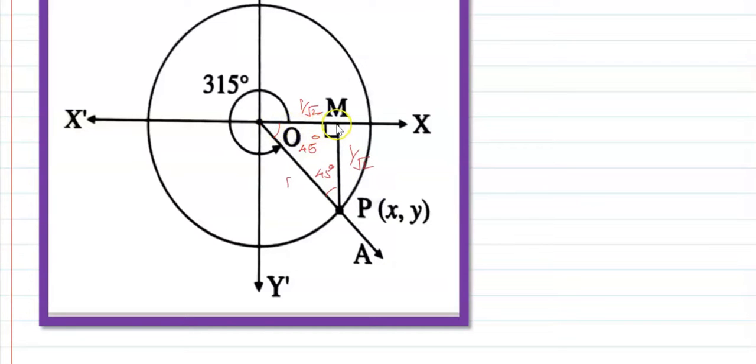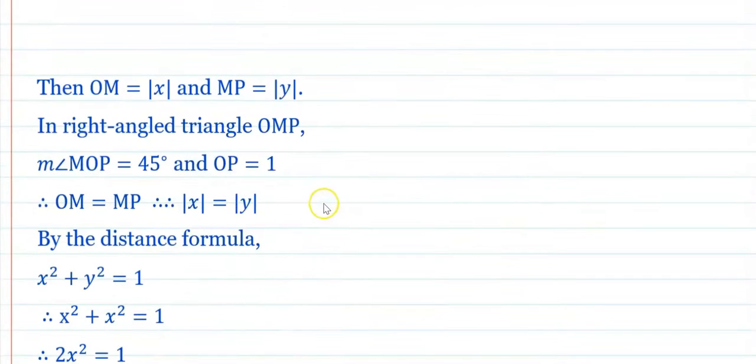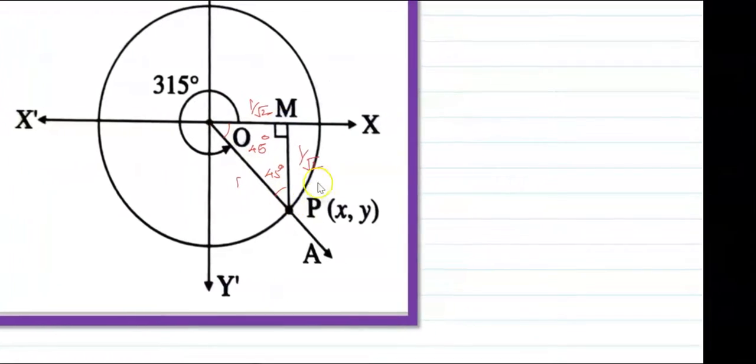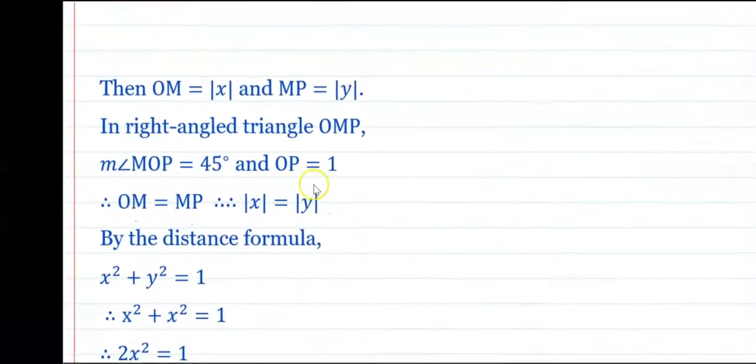Now OM is equal to x, therefore x is equal to 1 by root 2, and PM is equal to y, and that is y is 1 minus 1 by root 2, because the point lies in the fourth quadrant. In the fourth quadrant, x is positive, y is negative. Now see this here. OM is equal to MP. Both are equal. Measure of angle MOP is equal to 45. This is also 45.